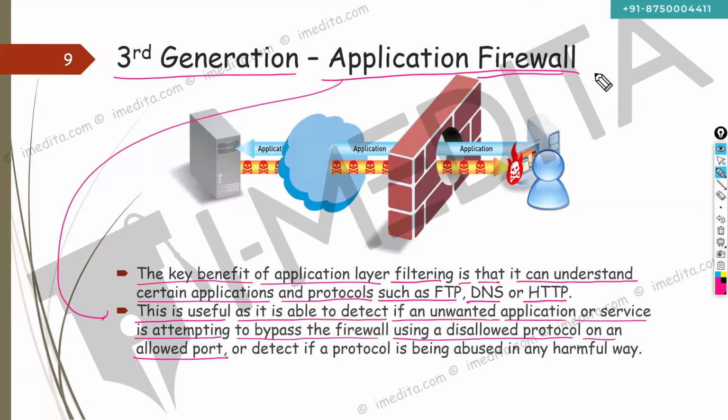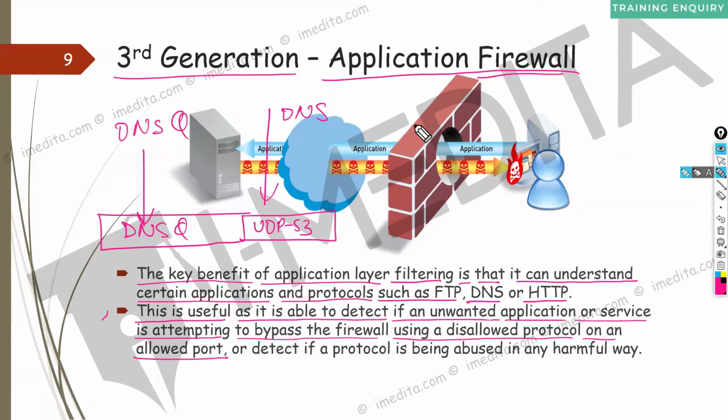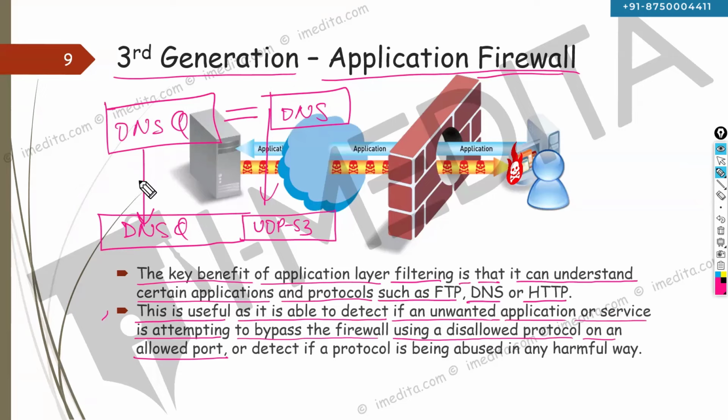This is what the application firewall will do. If you send a DNS query using UDP port number 53, the firewall will check what the application is. The application belongs to DNS. Now have a look at the data. The data is a DNS query. Now you can see both things are matching, application and data. The header is saying DNS, the data is saying it is a DNS query. When they are matching, this will be allowed.